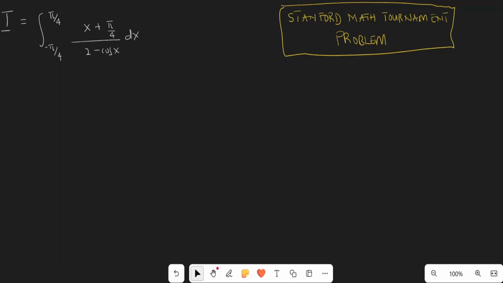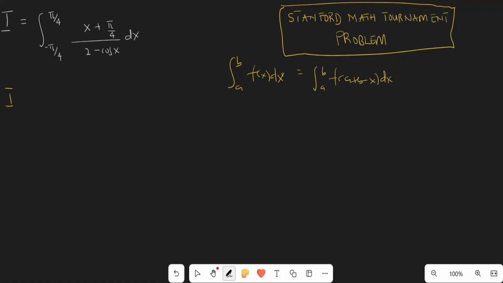The first one, I'm going to use what we call the King's rule of definite integrals, which is the integral from a to b of f of x dx is the same as the integral from a to b of f of a plus b minus x dx. This is the King's rule, right? I'm going to use this one for now.